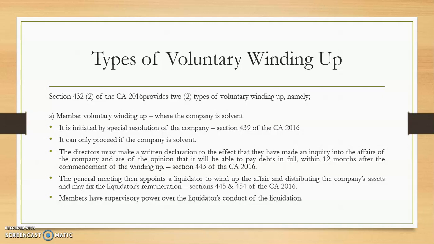Okay, so member voluntary winding up is initiated by special resolution. You proceed when the company is solvent. So the directors make a declaration to the effect that they have made inquiry into the affairs, and they are of the opinion that the company is able to pay its debts in full within 12 months after commencement of winding up. And there has been a general meeting whereby they appoint a liquidator to wind up the affairs and distribute the company assets. Okay, and then members have supervisory powers over the liquidator's conduct of liquidation because it's voluntary.